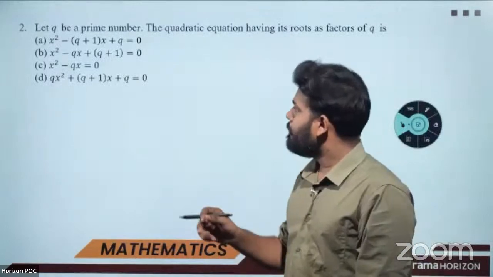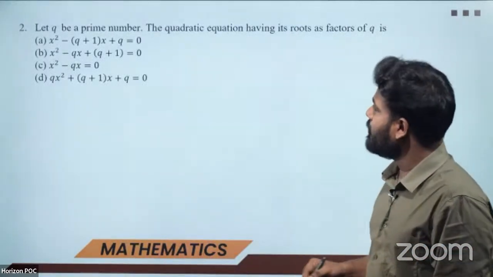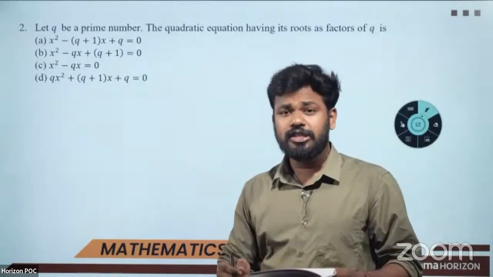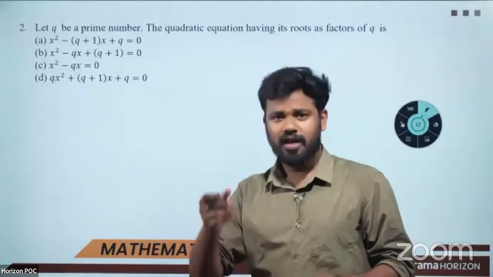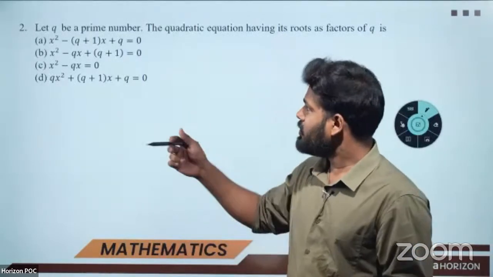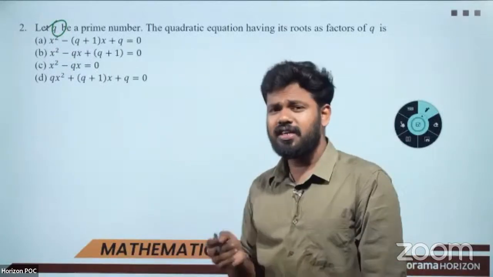The next question, let Q be a prime number, another prime number. So let Q be a prime number. And the quadratic equation having its roots as factors of Q is what? There are 4 options given there. And look at the question, let Q be what? A prime number. So what are the factors of Q?